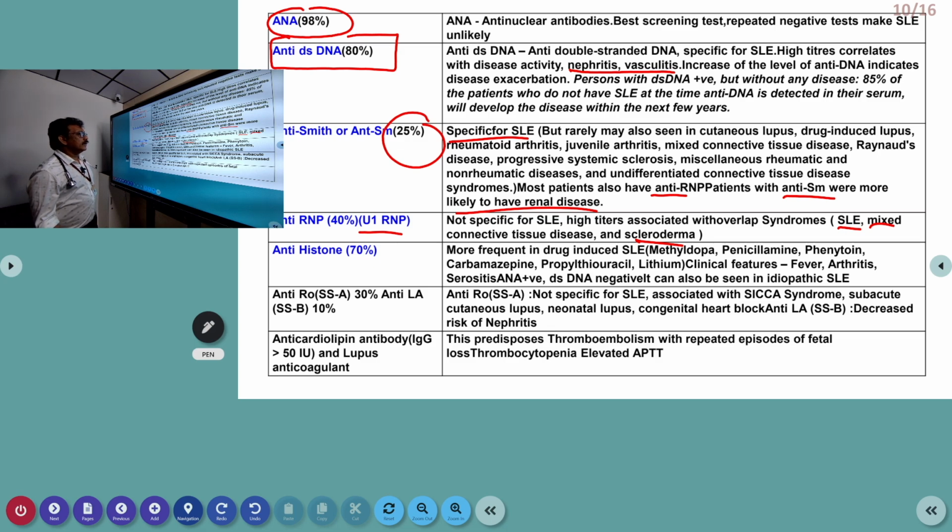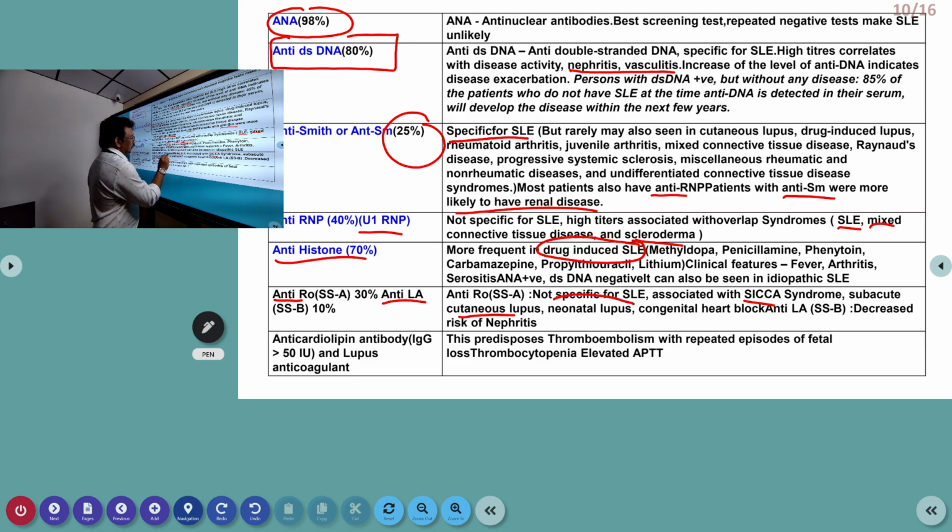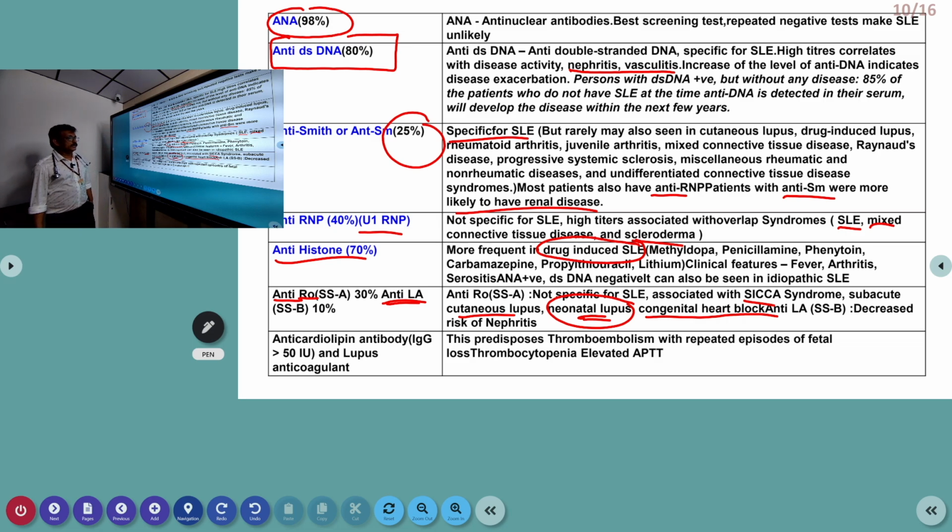Antihistones, again, are very classical for drug-induced SLE. So for drug-induced SLE, think about antihistones. Another investigation is anti-Ro and anti-La (SSB). They are mainly used for Sjögren syndrome and cutaneous lupus. Neonatal lupus is another important thing. If SLE patients who are pregnant have anti-Ro and anti-La, then you have to investigate properly for the child, because the child can have cardiac disorders like congenital heart block. So a neonatal specialist should be consulted to find out all these problems.